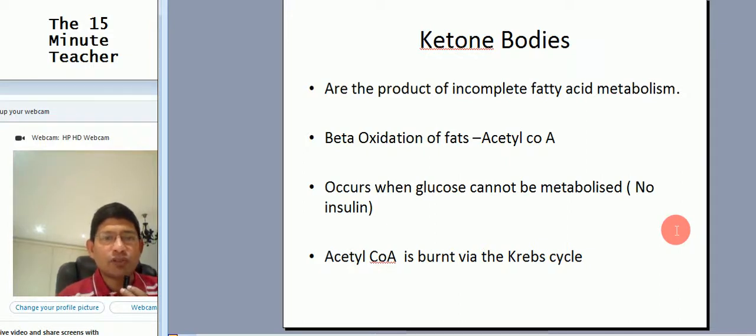It is important to recognize that acetyl-CoA is burnt via the Krebs cycle. So in a sense, it is fair to say that fats burn in the flame of carbohydrates, and this is an important fact to remember when we delve a little deeper into the treatment of diabetic ketoacidosis.